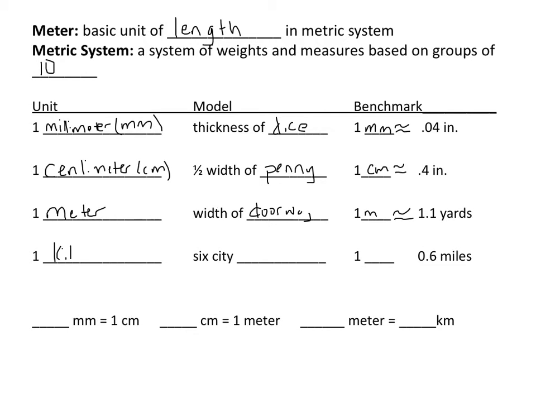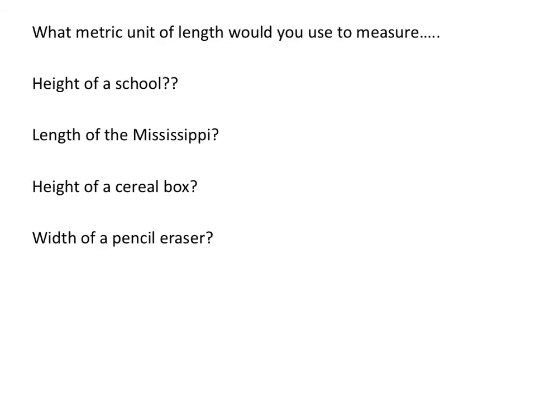And then our largest unit of measure is the kilometer, and that's about 6 city blocks. And 1 kilometer is about equal to 0.6 miles. So meters is just m, and then kilometers is km. Now, 10 millimeters are equal to 1 centimeter, 100 centimeters are equal to 1 meter, and 1,000 meters is equal to 1 kilometer.